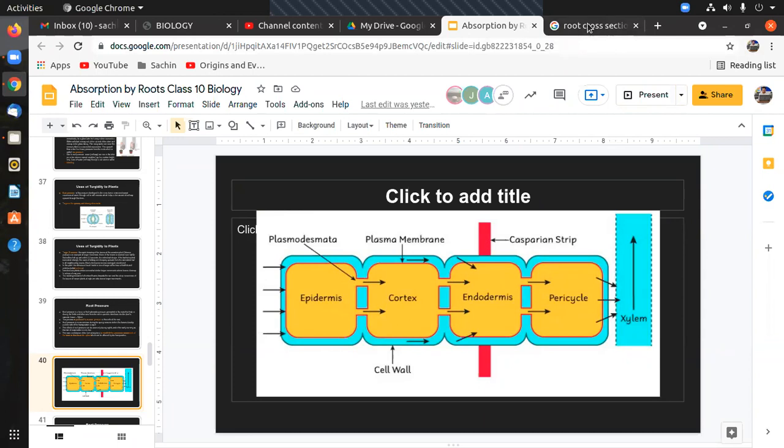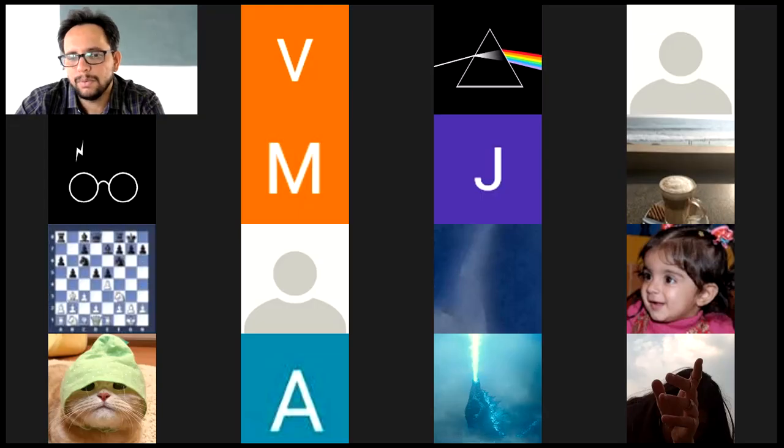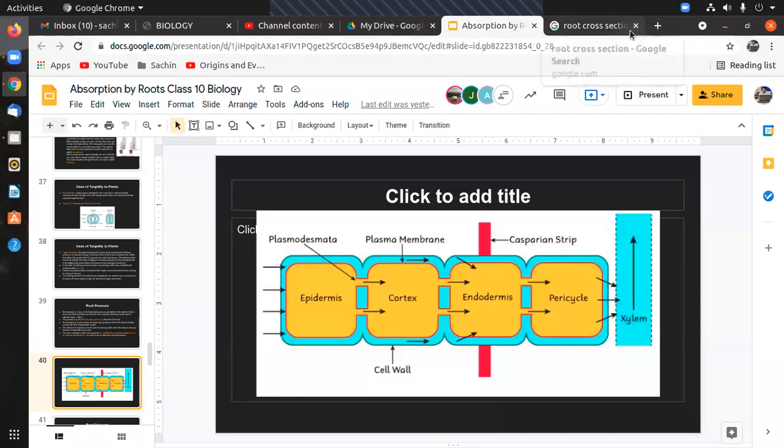Now if you look at the actual cross section, why can't I change the tab? Oops, what did I do? I stopped sharing. Oops. Oh, did I close the tab?